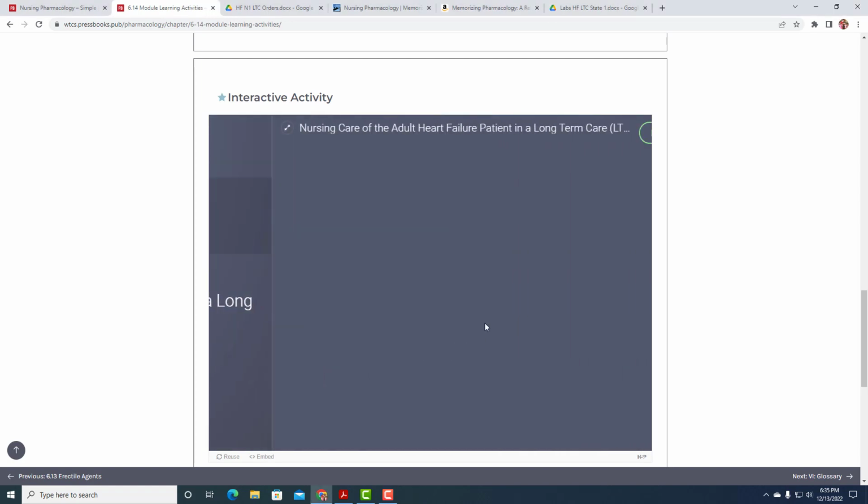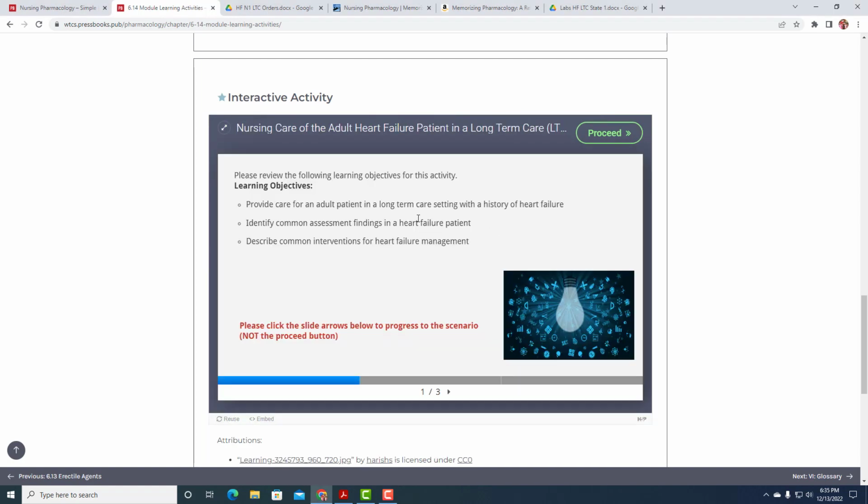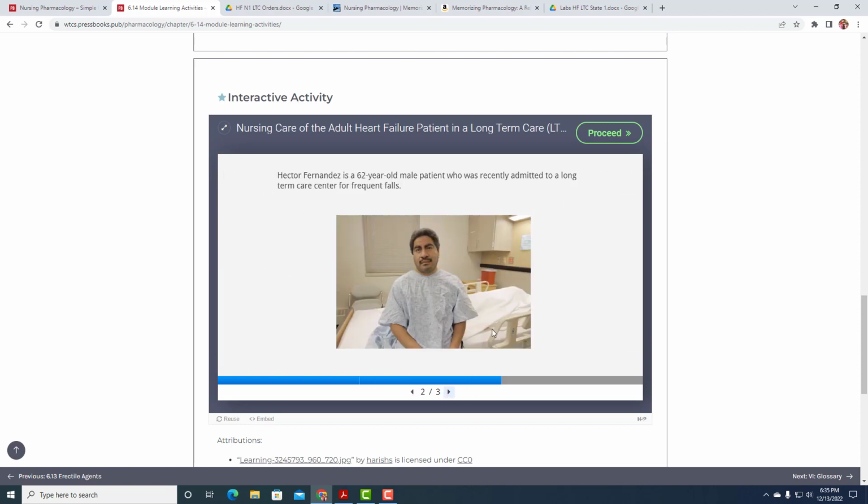activity itself. So we're going to try to provide care for an adult patient in long-term care with a history of heart failure. We're going to identify some common assessment findings, and we're going to talk about some common interventions as we go forth. So here's the patient. Hector Fernandez is a 62-year-old male patient who was recently admitted to a long-term care center for frequent falls.